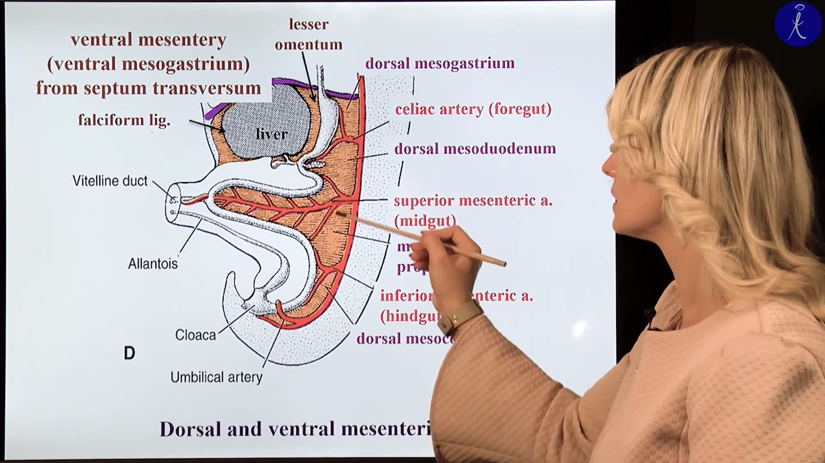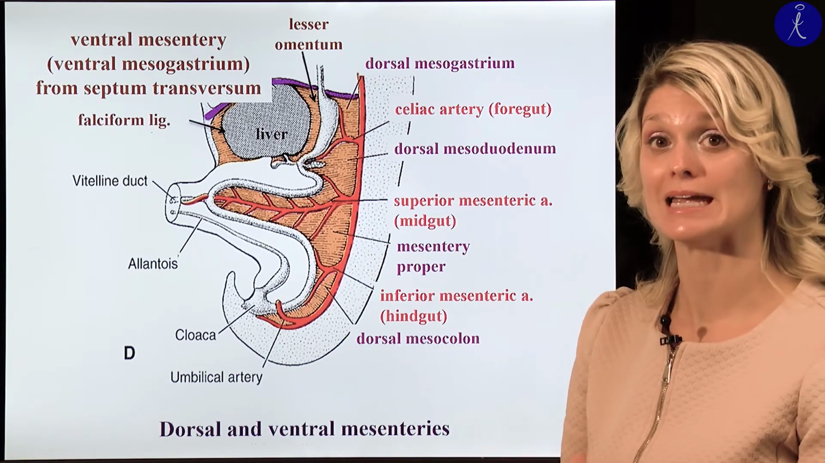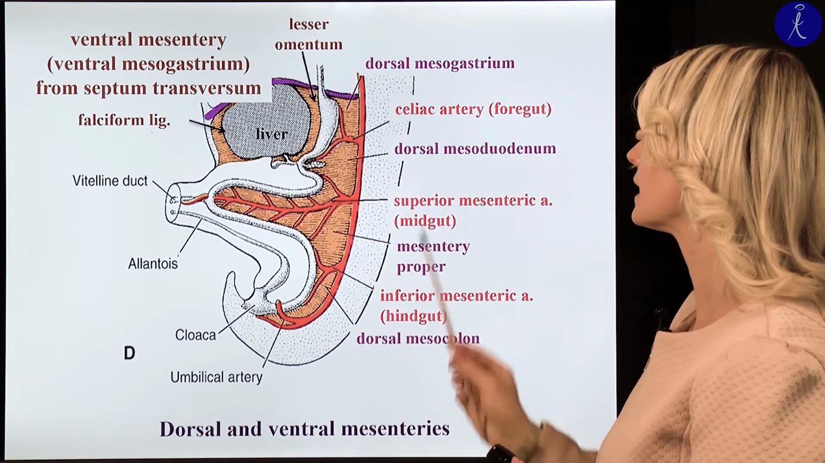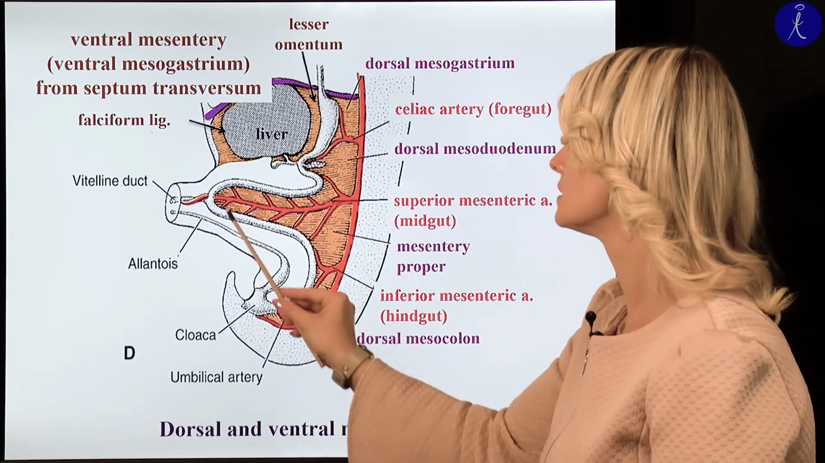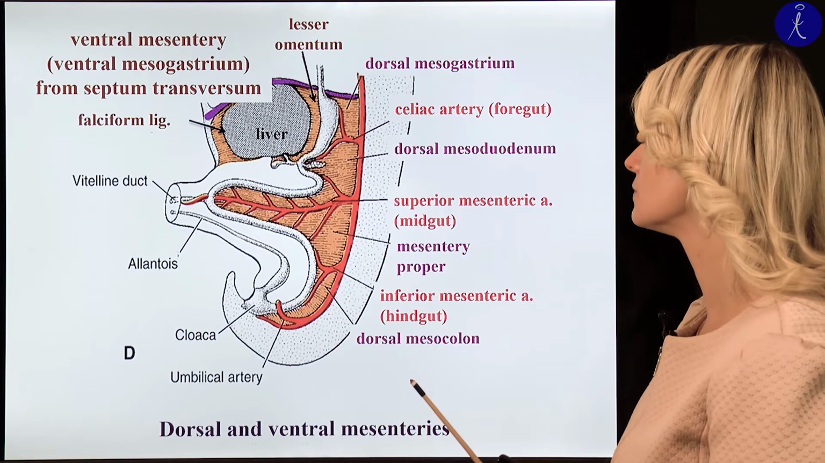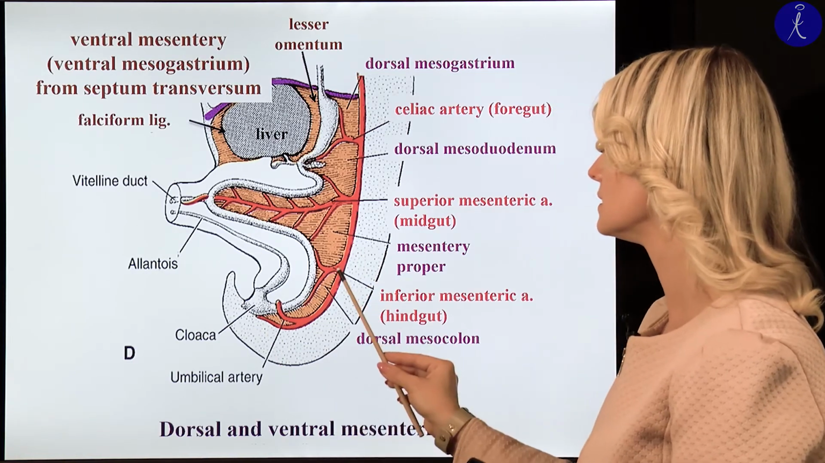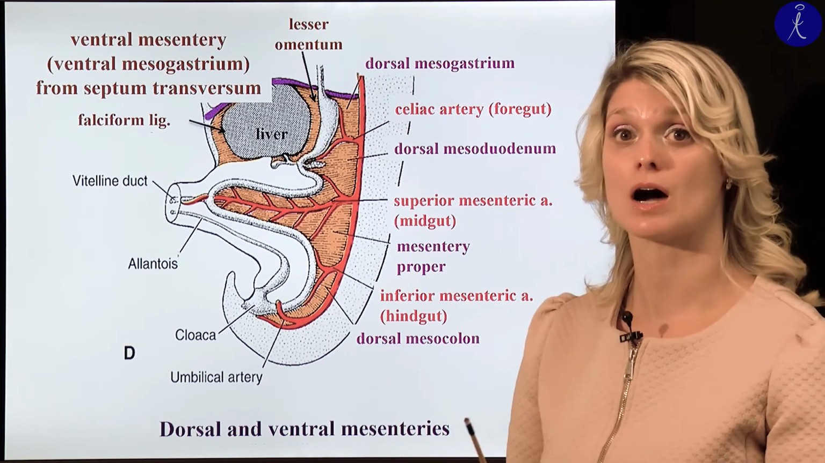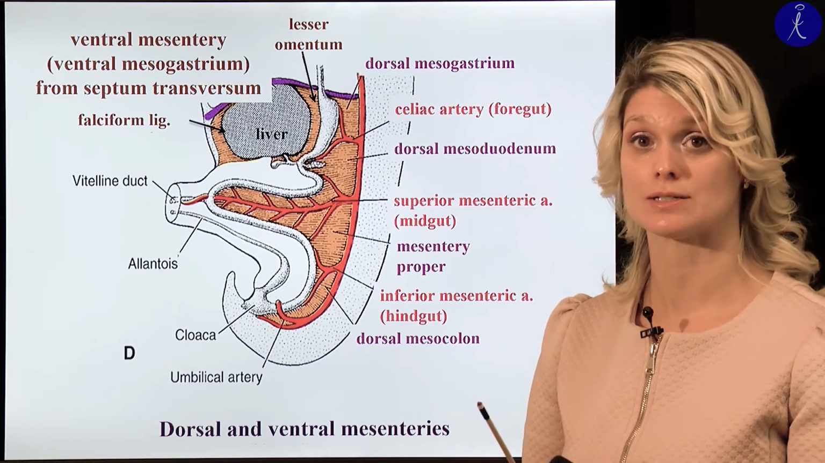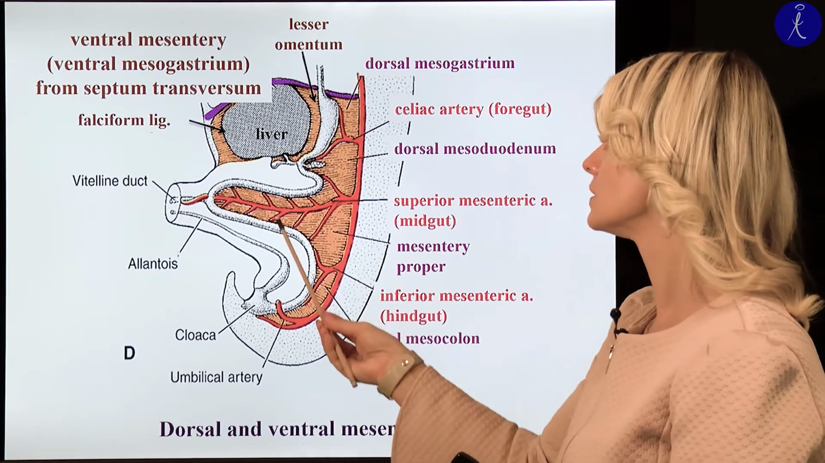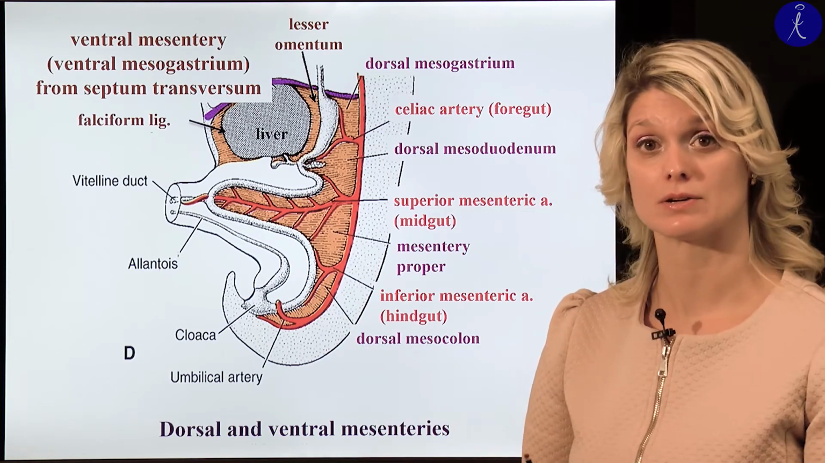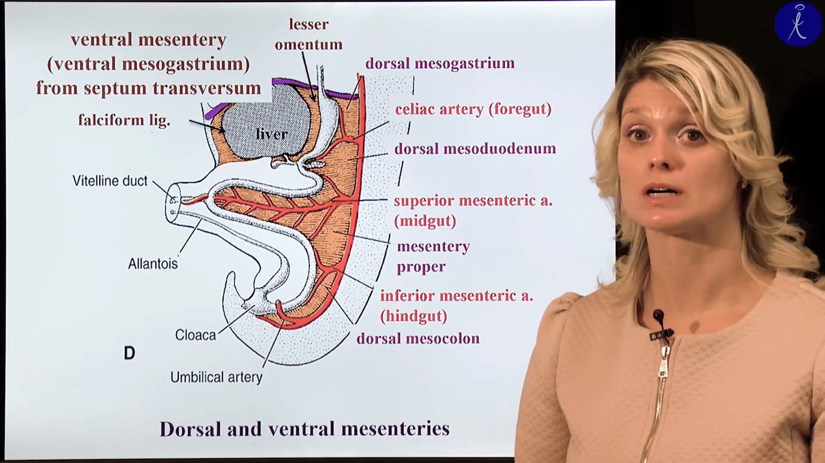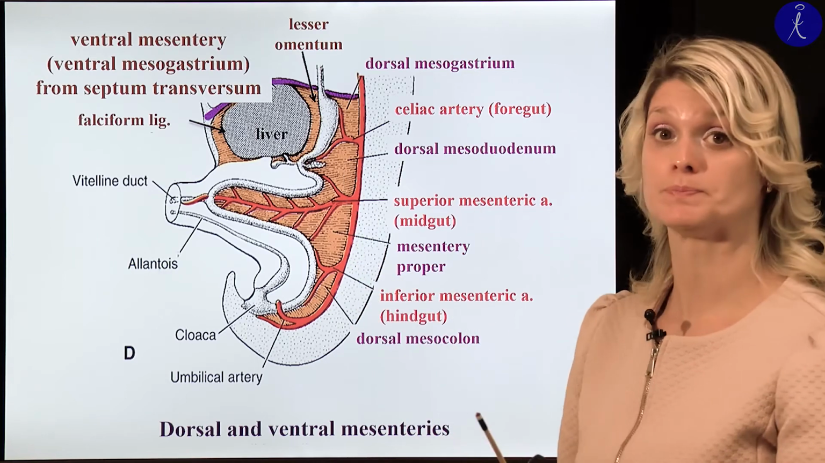Here you can see that within these layers we have the main arteries. The artery of the foregut is the celiac artery. The artery of the midgut is the superior mesenteric artery, and the artery of the hindgut is the inferior mesenteric artery. I would like to draw your attention to how important it is to know the anatomy, because if you know which organs are supplied by the superior mesenteric artery, for example, you can immediately answer the question of what the derivatives of the midgut are.